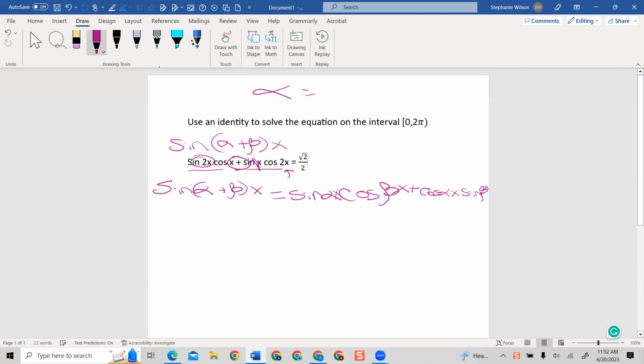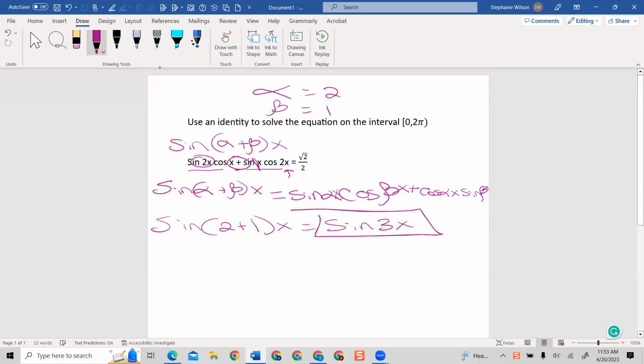And again, I'm just going to write up here what these are. Well, knowing what alpha and beta is, I can say, oh, okay. So I'm going to plug it in. 2 plus 1 x gives me sine 3x. So what we know now, what we're working with as far as this goes here.